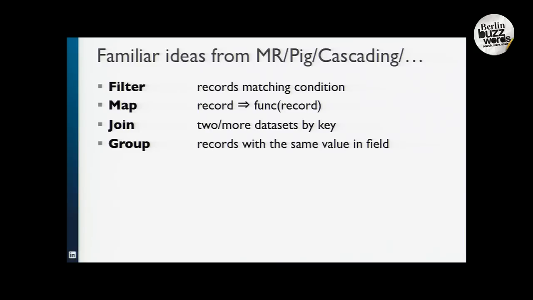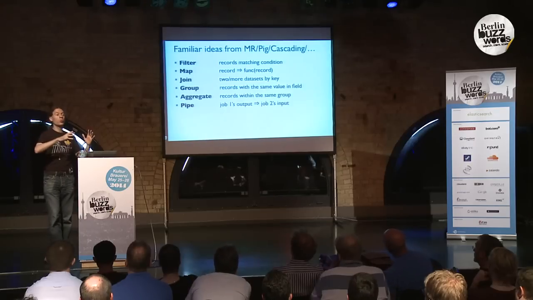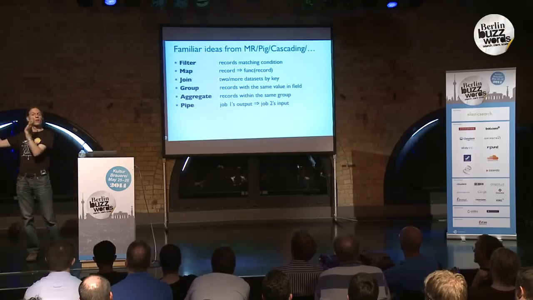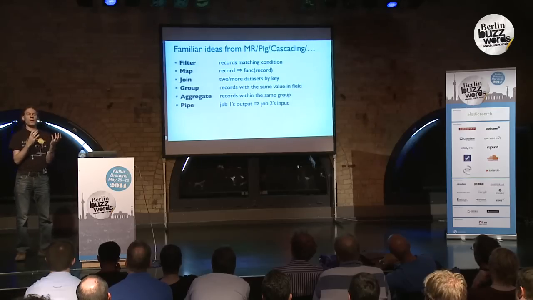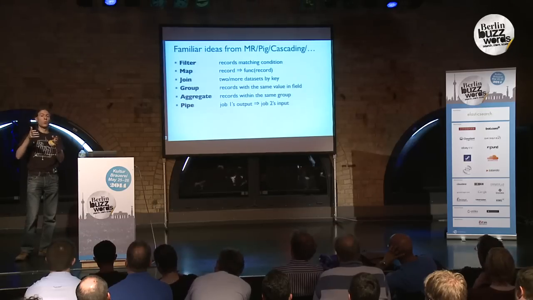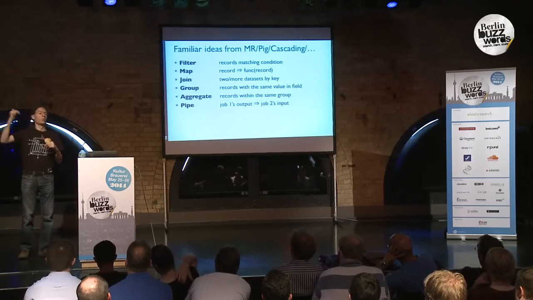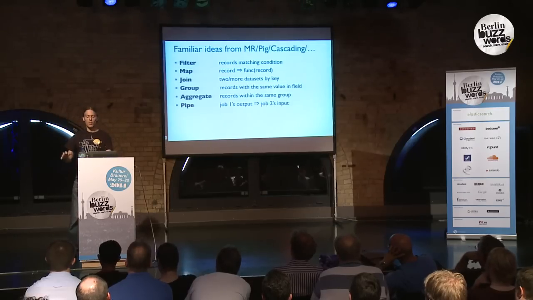Very similar to join is grouping. That would be finding all of the items with the same key in one data set. Then once you've grouped, of course, you can aggregate: sum, count, average, whatever you like. And crucially, you can take the output of one job and feed it into the input of the next job. So in MapReduce, you would write the output to HDFS, to some directory, and then you can start a new job, or somebody else can start a new job, which reads that directory and uses that as its input. And like that, you can build these nice pipelines.